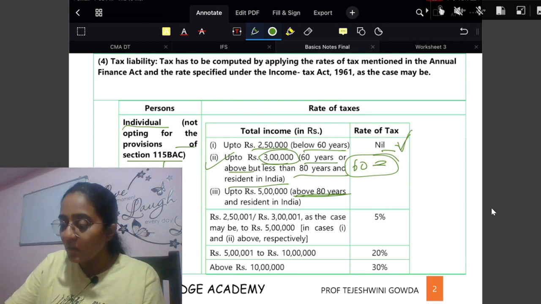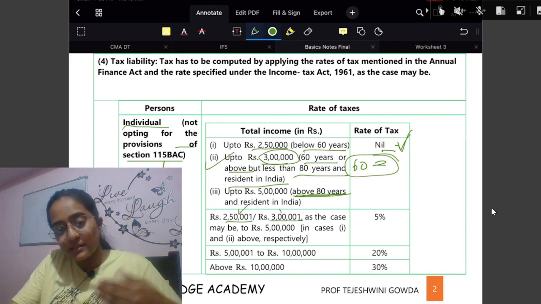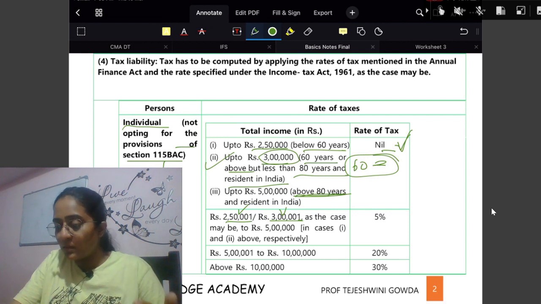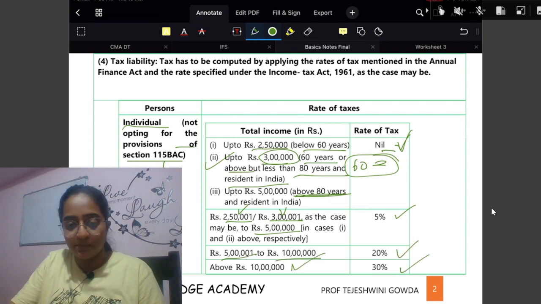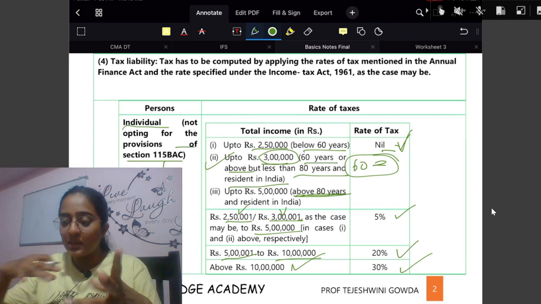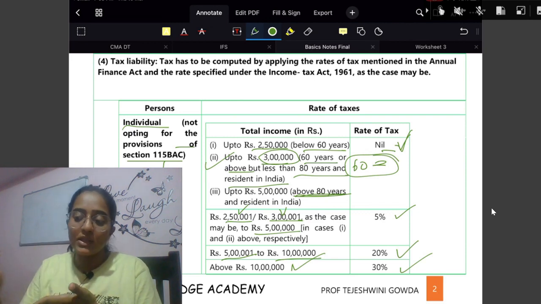Now, the next one is from 2,50,000. This is for the normal people. 3 lakh is the higher exemption limit for the senior citizen and 5 lakh for super senior citizen, then 5%. So next 5 lakh to 10 lakh is 20%. Above 10 lakh, it's going to be 30%. Whatever I told, that was the addition that you will be doing as and when your income slab increases.